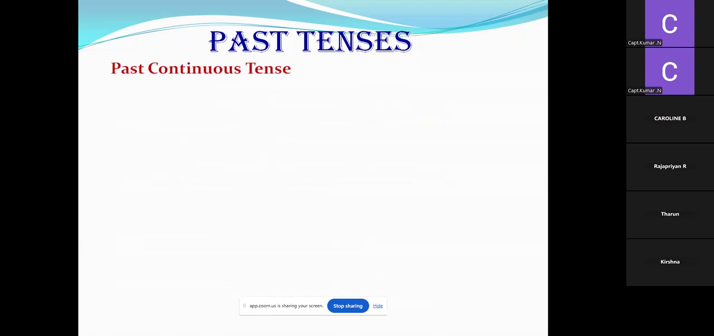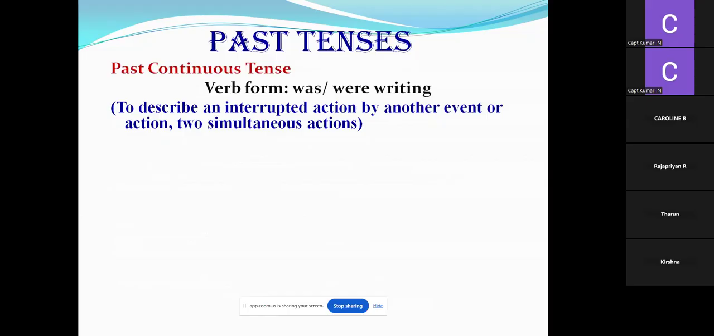The next is past continuous tense. The verb form for past continuous tense is was writing or were writing. So when do we use past continuous tense? Past continuous tense describes an interrupted action by another event or action, or it is also used to express two simultaneous actions. Simultaneous means two actions going on at the same time.